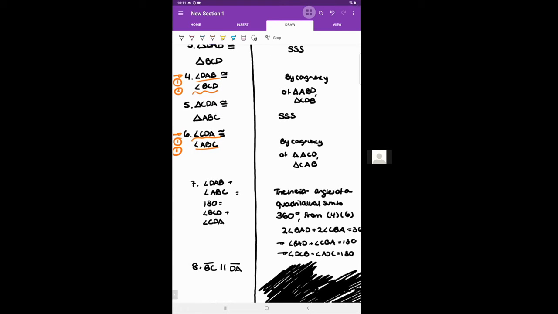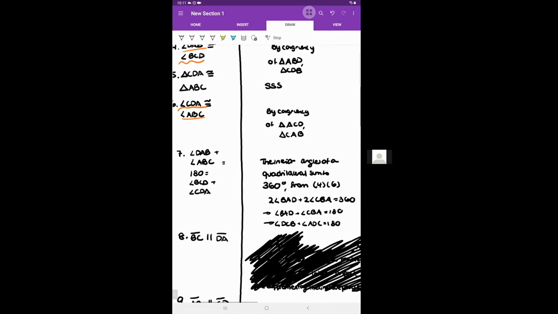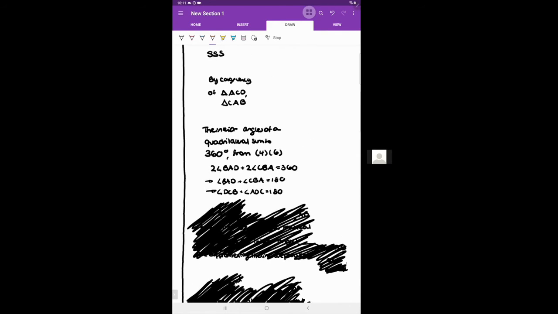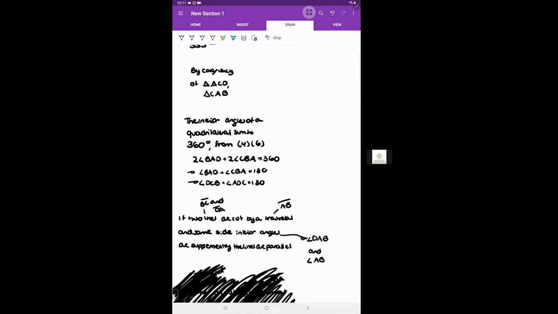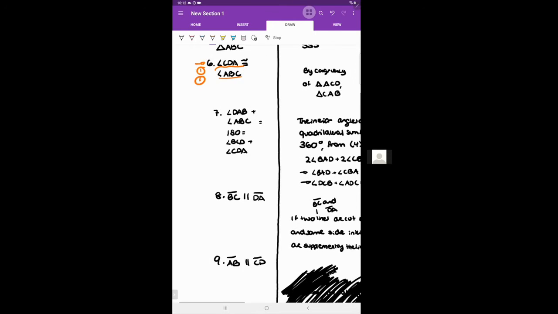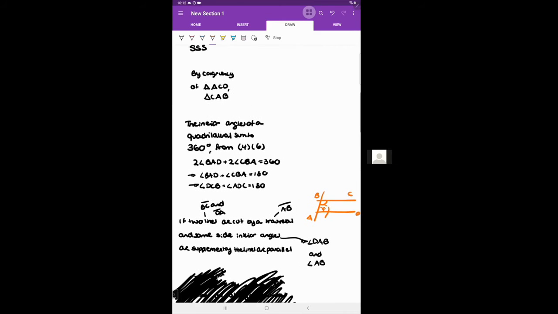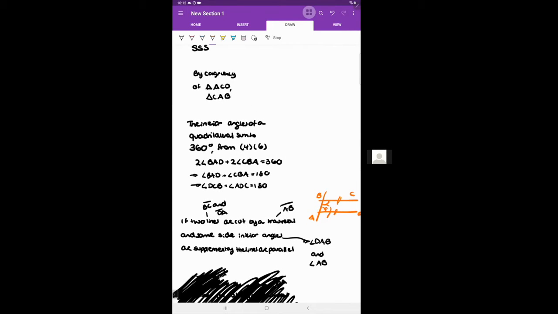Then from this, I can conclude that BC is parallel to DA. The way that I can do that is that I have BC and I have DA, and they're cut by the transversal AB. Because angle DAB and angle ABC are supplementary, they add up to 180 degrees, that means that sides BC and AD are parallel.